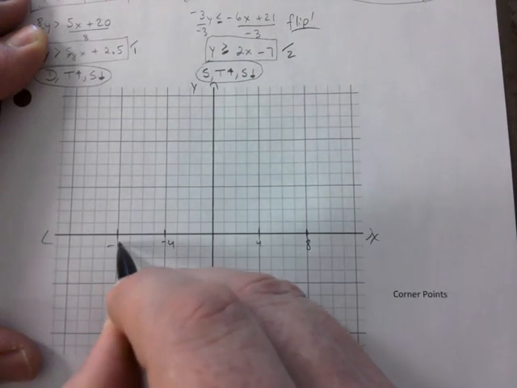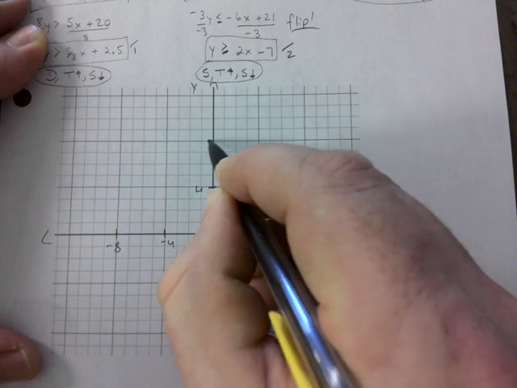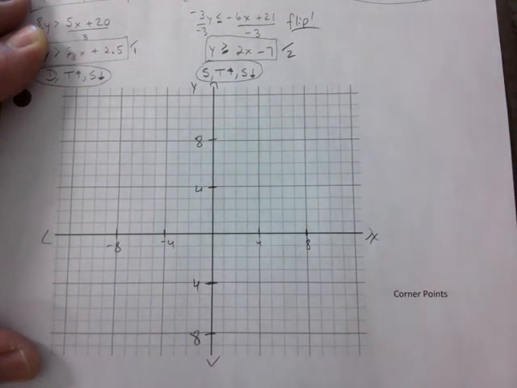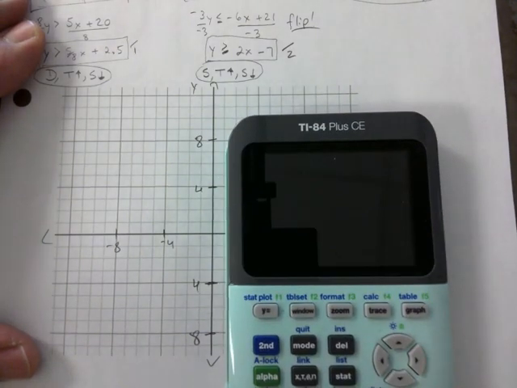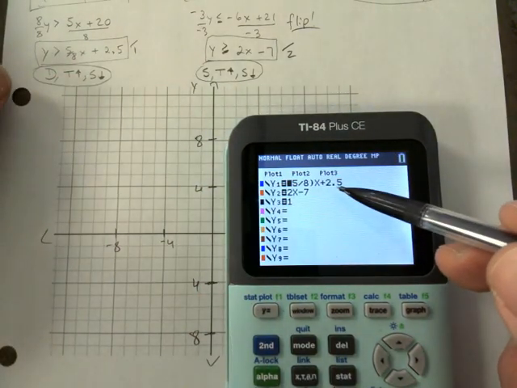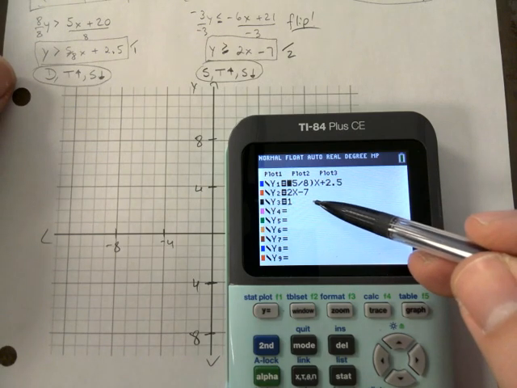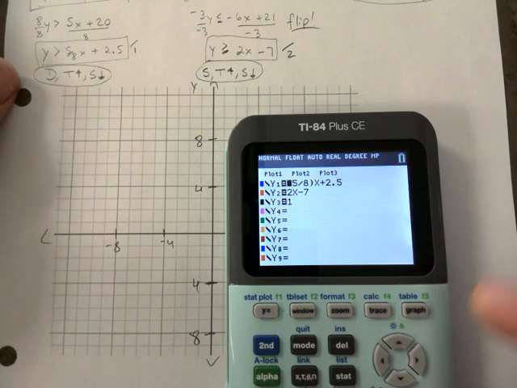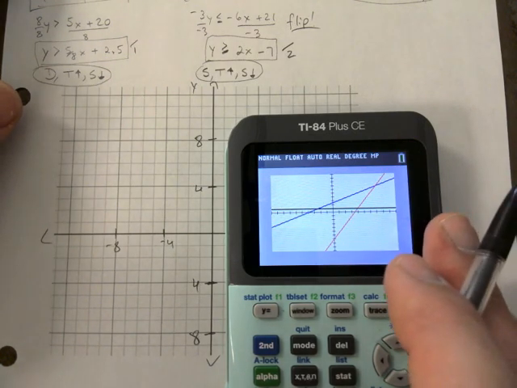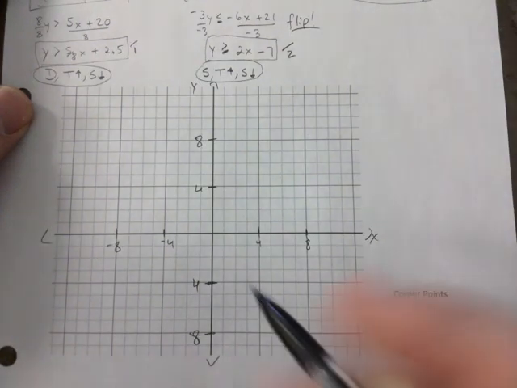-4, -8, 4, 8, 4, 8. I think this is going to work. I plugged them all in already while you were working. I'm just going to check if I got them right. Yeah, so I'm going to hit graph. On my standard window, it fits, so we're good. Okay, it's going to work out. That is what my graph is supposed to look like. So let's go ahead and graph this now.